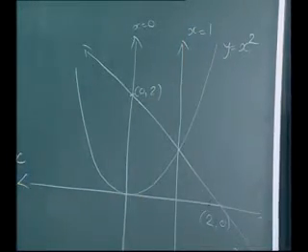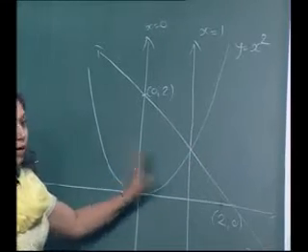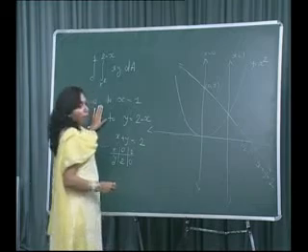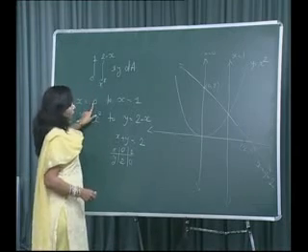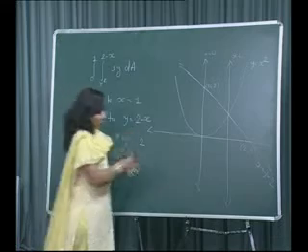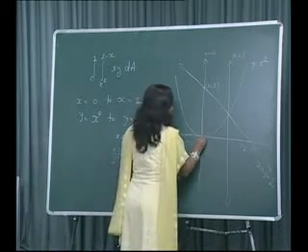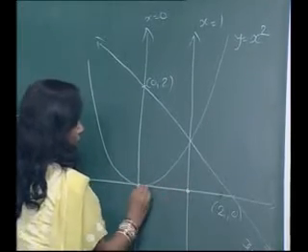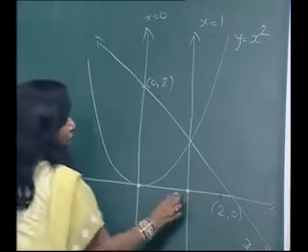Now, in this, which region will be ours, that we can observe from the limits. Our x is constant, 0 to 1. So, x here from here to here will remain 0 to 1. This point is 1 comma 0.